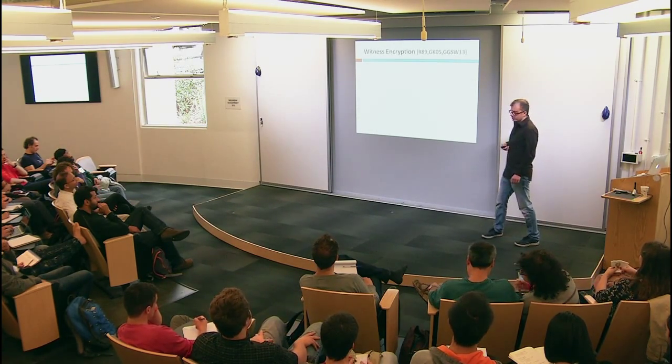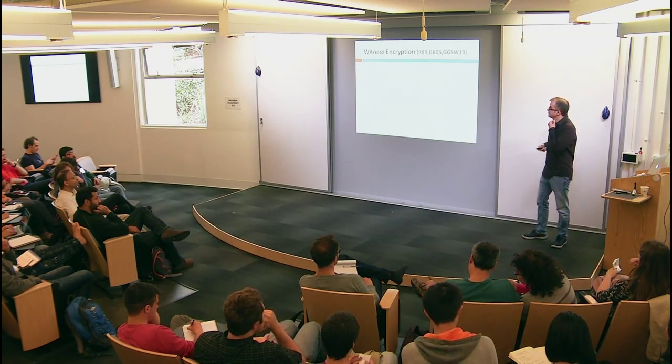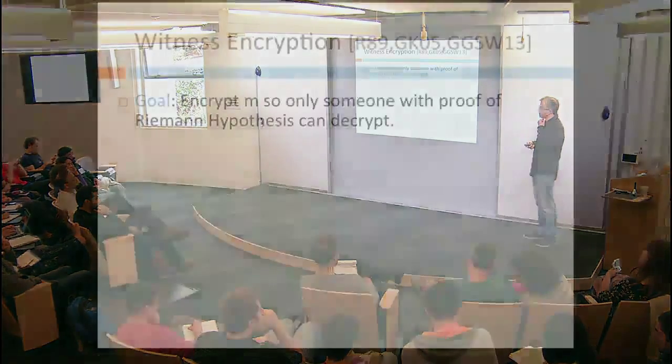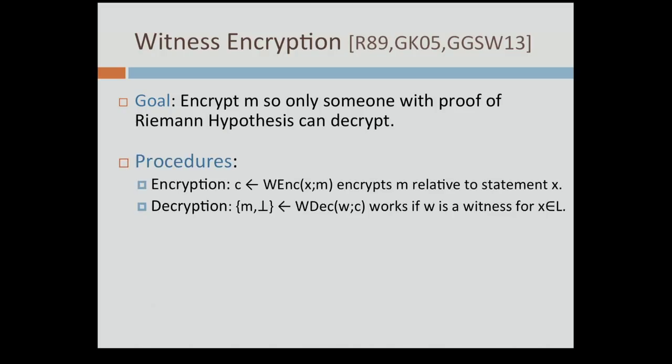Okay, so another pretty easy application of IO is witness encryption. The idea in witness encryption is that you want to encrypt some message so that, say, only someone with a proof of the Riemann hypothesis can decrypt it. More formally, you encrypt a message relative to some statement, and you can decrypt it if you happen to have a witness for that statement. So there's no real secret key in the system per se. It's just that if you happen to have a witness for that statement, then you can decrypt.